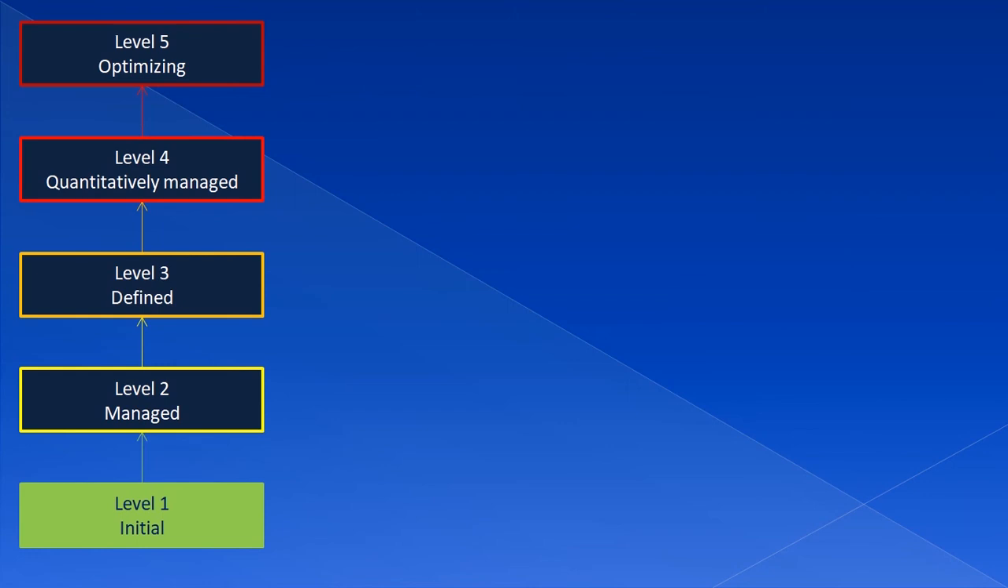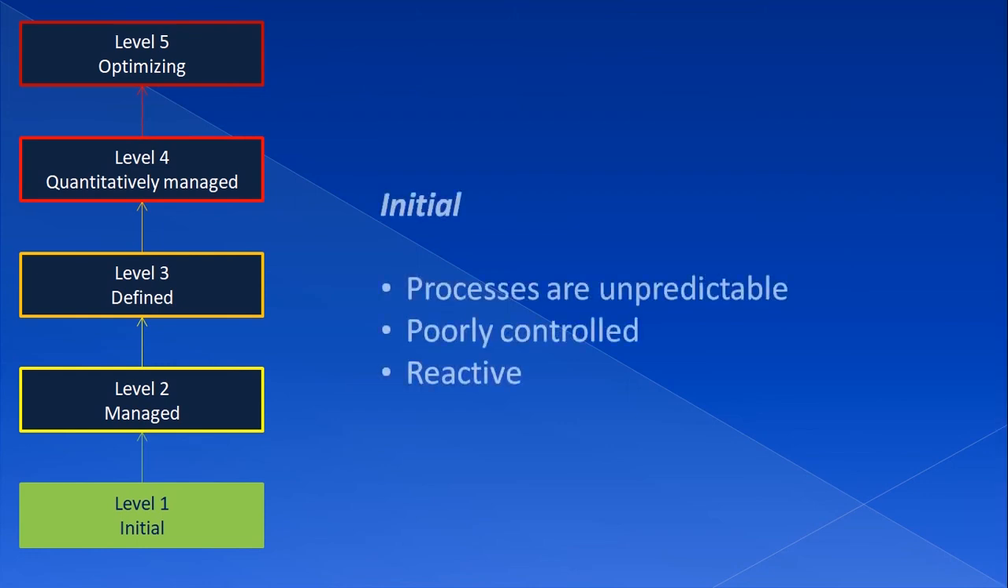The level 1 organization, we call it an initial level organization. Now, how do you identify an initial level organization? Their processes are unpredictable, right? They don't have a plan. They don't have control, right? They are poorly controlled and reactive. They are doing the same thing again and again, and they don't have proper ways of doing it. They do it as they like, so that is called reactive. They have no proper way, so they react to every situation that comes. That type of company is called an initial level company. Very poor, okay?